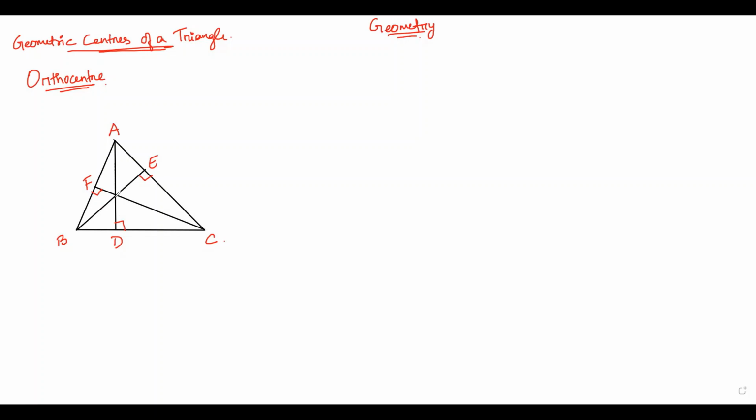Then these 3 altitudes or perpendiculars meet at a point, and this point is called the orthocenter of the triangle, which we generally denote by capital O. So orthocenter is the meeting point of 3 altitudes of a triangle.